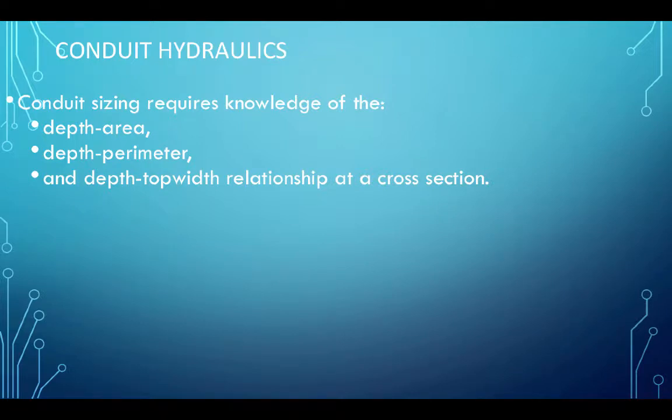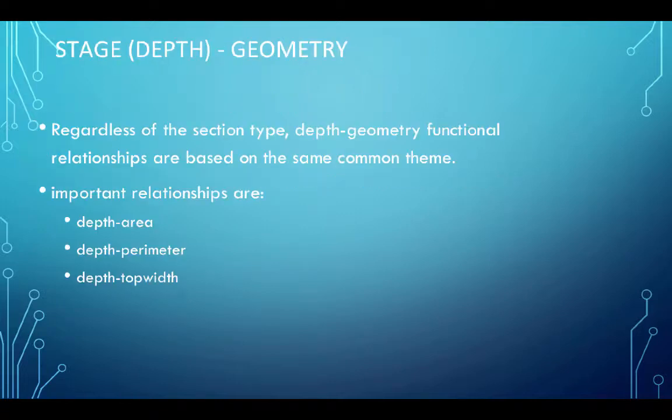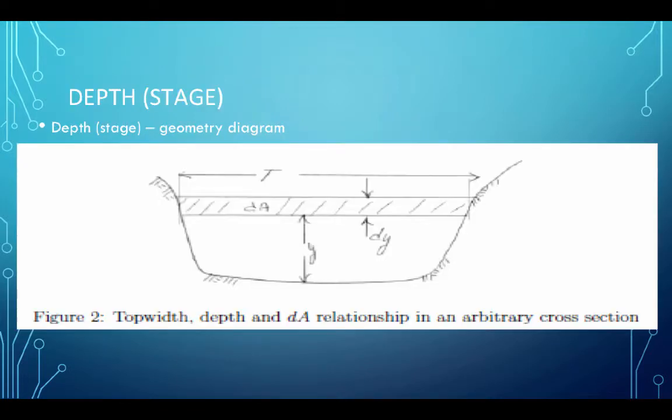Conduit sizing itself requires knowledge of the depth-area, the depth-perimeter, and depth-top-width relationships at a cross-section. Regardless of the section type, whether it's circular, rectangular, trapezoidal, or irregular, natural channel, the relationships are all based on the same common theme. The important relationships are depth versus area, depth versus perimeter, depth versus top width.